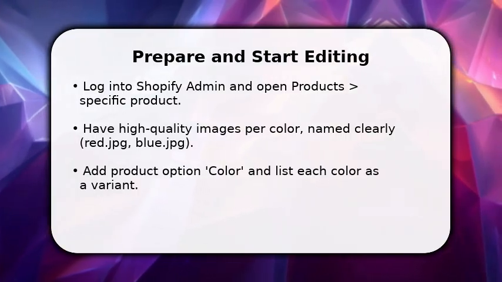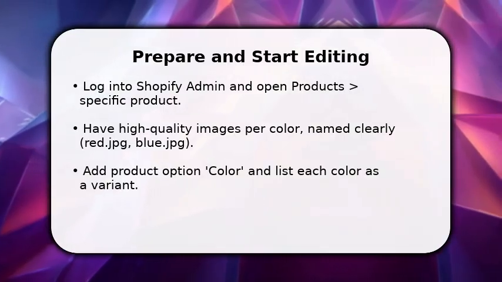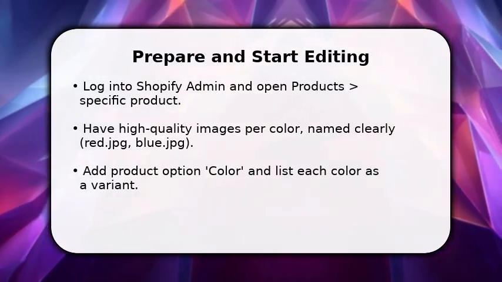Now create variants for each color entry. If you have many, use the CSV import or bulk editor to speed creation. This step builds the variant structure that everything else will attach to.